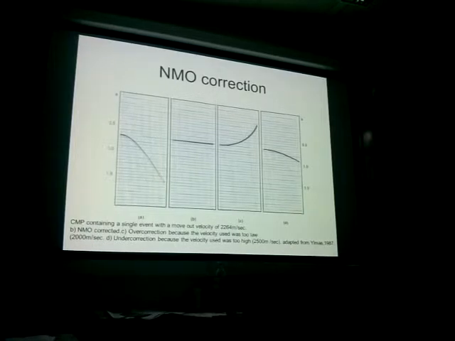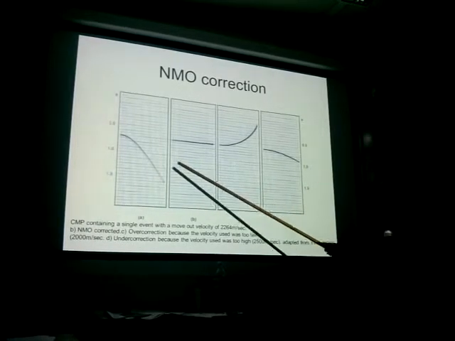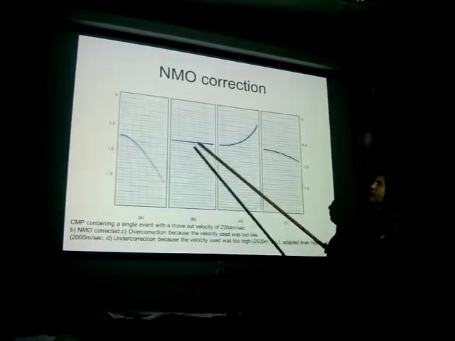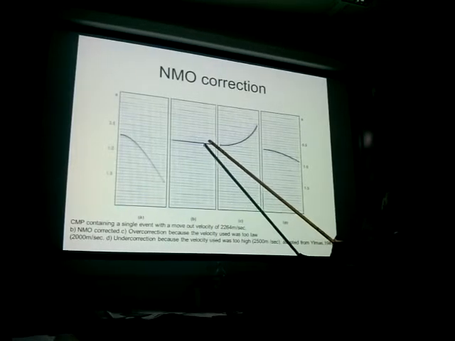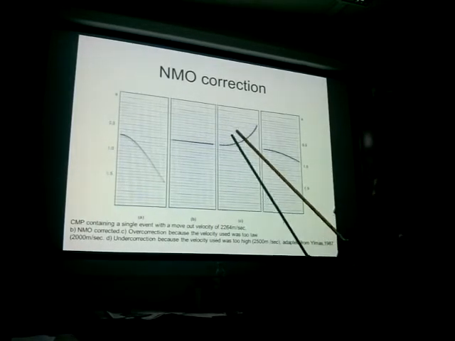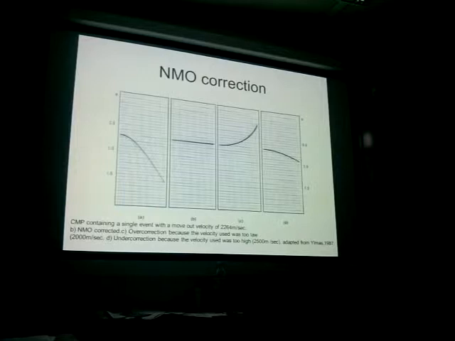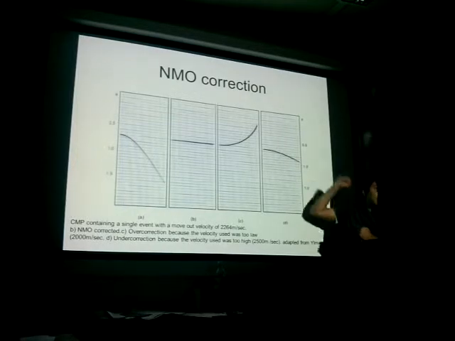That's what I mean. I come back to the previous two diagrams. This is your hyperbolic function. You apply the normal moveout. If it is perfect, that's the velocity that you got. In case C, you have an overcorrection because the velocity used was too low. If the velocity was too low, it pushes the hyperbolic function the other way. If the velocity is too high, that's what you get in terms of the function there.